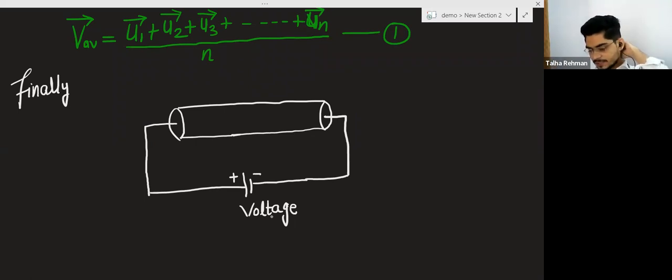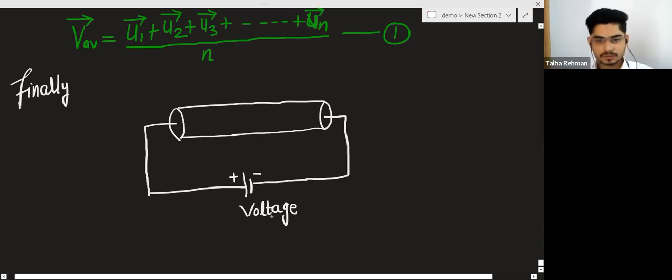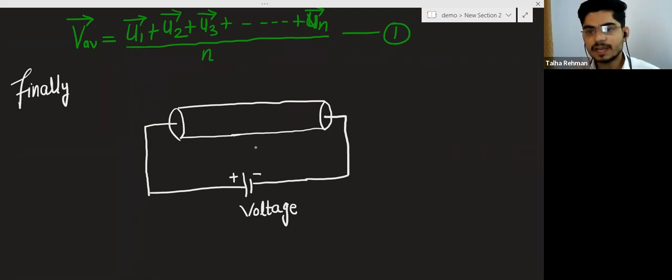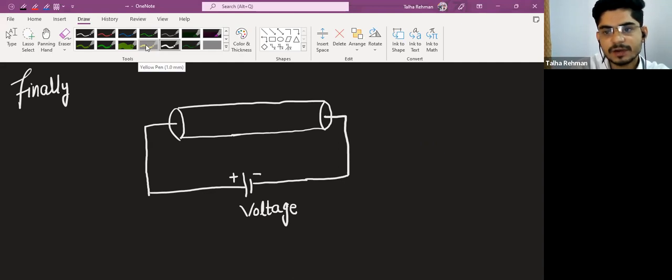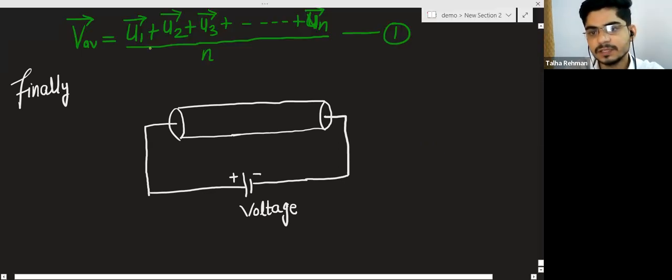Now, initially, the electrons are moving in random directions. Now, when you apply the voltage, suddenly what happens inside the conductor? The electrons will move in a specific direction. Like you can say this is the condition of a class after the teacher enters. All the students are at their proper places.